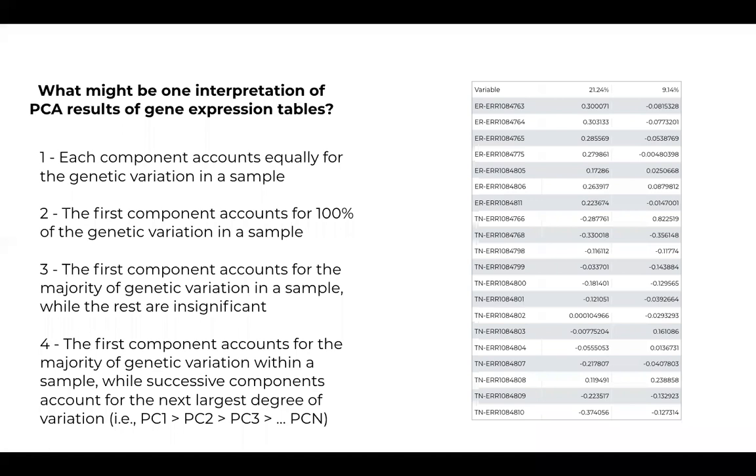So what we got? Each component accounts equally for the genetic variation in a sample. Okay, first is accounts equally. The second option is the first component accounts for 100% of the genetic variation. Third is the first component accounts for the majority of genetic variation in the sample, while the rest are insignificant. The fourth: the first component accounts for the majority of genetic variation within the sample, while successive components account for the next largest degree of variation. PC1 is greater than PC2 is greater than PC3 and PCN. So tell me.